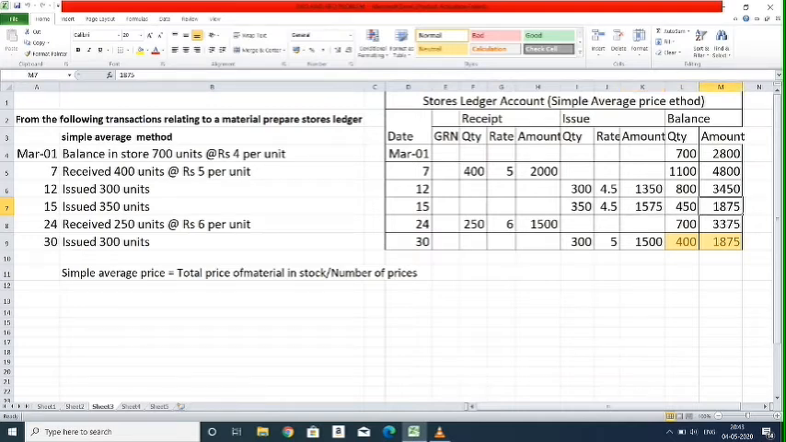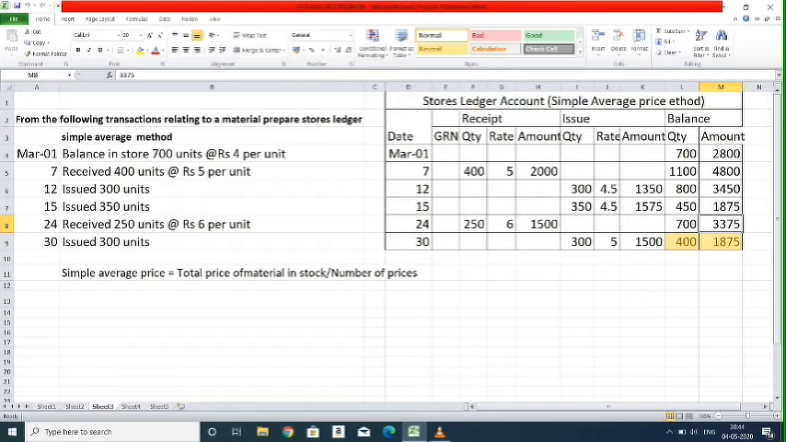Then on March 24, again we received 250 units at the rate of rupees 6 per unit. March 24, 250 units at rate 6, then amount comes to 250 into 6, that is equal to 1500. Then our closing balance: 450 plus 250 is equal to 700. 700 is our quantity, and the amount is 1875 plus 1500, that is equal to 3375.